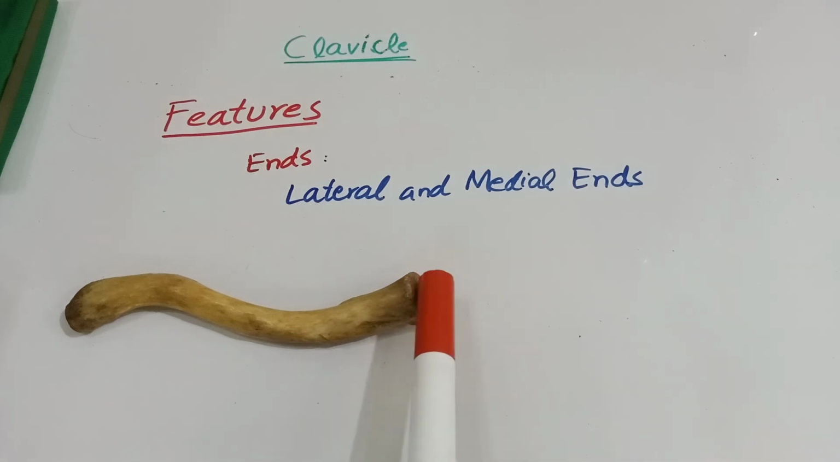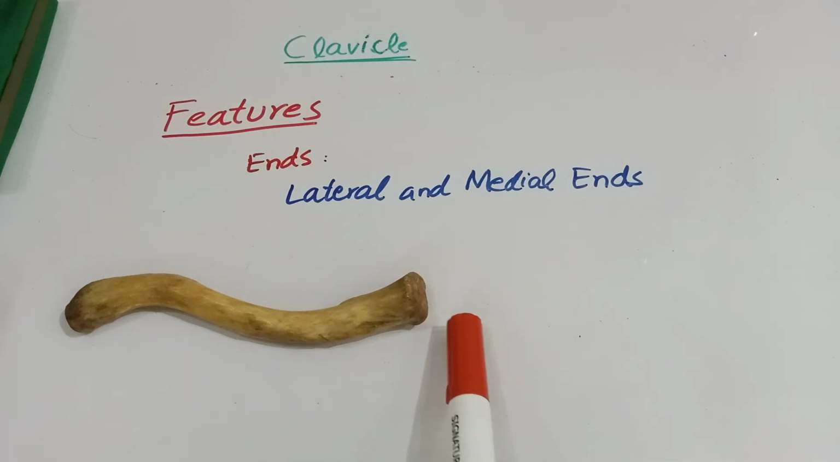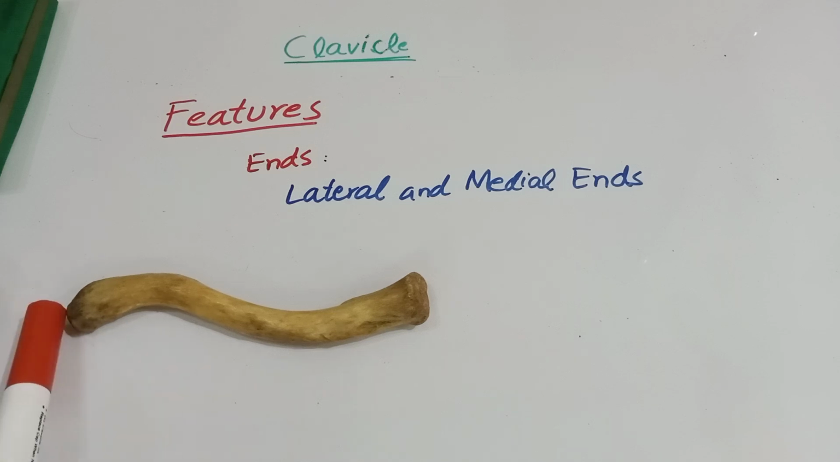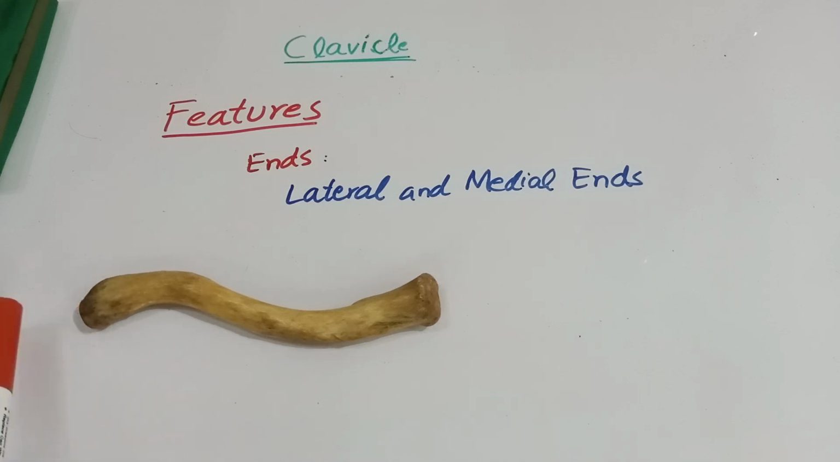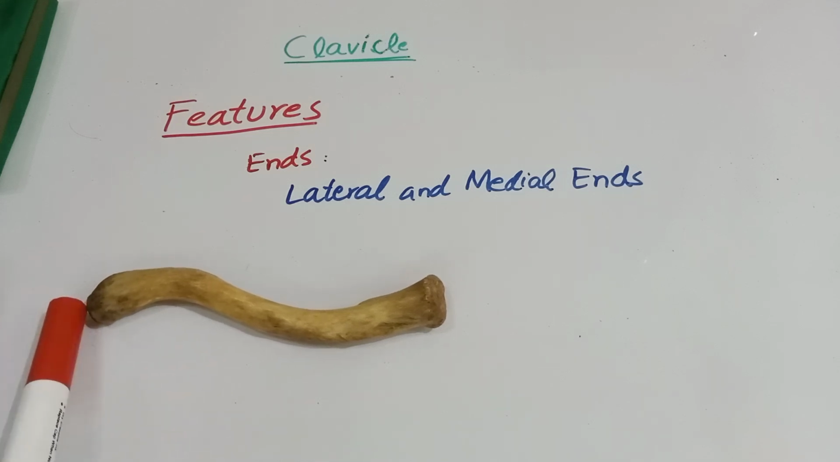So the medial end forms the sternoclavicular joint and also articulates with the first costal cartilage, and the lateral end articulates with the acromion process and it makes the acromioclavicular joint. So this is all about the clavicle, which is the first bone of the upper limb.